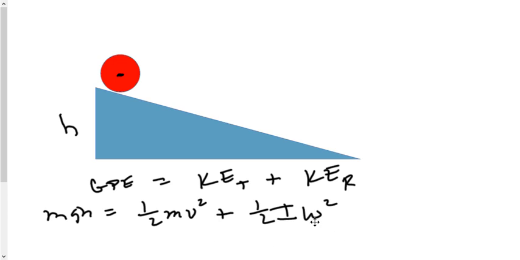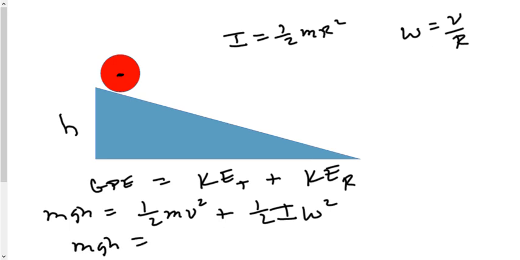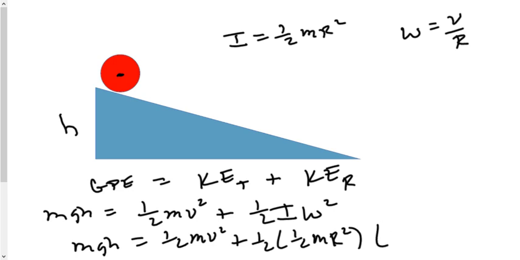Well, we can substitute things in for this. First of all, the moment of inertia, let's say this is a disk, is going to equal 1/2 mr squared. And remember ω is equal to v divided by r. So again, ω being omega, the angular velocity, is v divided by r. So I'm going to substitute both of those in there. So I have mgh equals 1/2 mv squared plus 1/2 of 1/2 mr squared multiplied by v over r, that quantity squared.